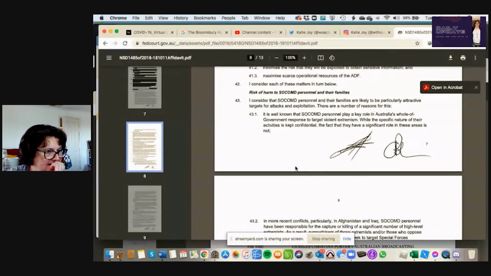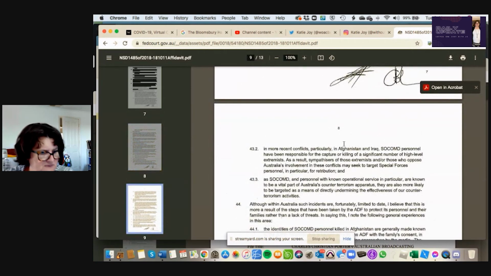So I consider that SOCOMD personnel and their families are likely to be particularly attractive targets for attacks and exploitation. There are a number of reasons for this. It is well known that SOCOMD personnel play a vital role in Australia's whole of government response to violent extremism. While the specific nature of their activities is kept confidential, the fact that they have a significant role in these areas is not.